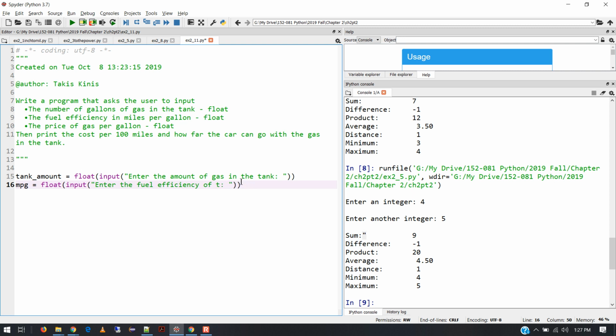Oh, maybe we should be more specific. Maybe we should say the fuel efficiency in MPG, miles per gallon. Because enter the fuel efficiency of the car, it's good, right? But some person might type something else. We've got to tell them what we really want. We want a number. So, what's the MPG of your vehicle?